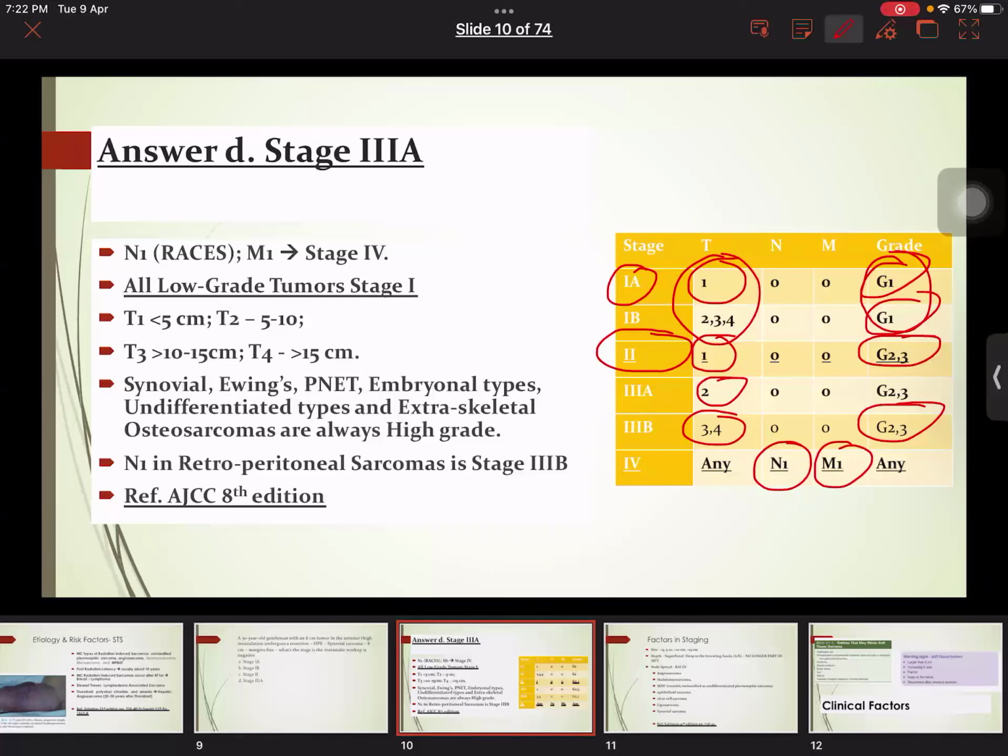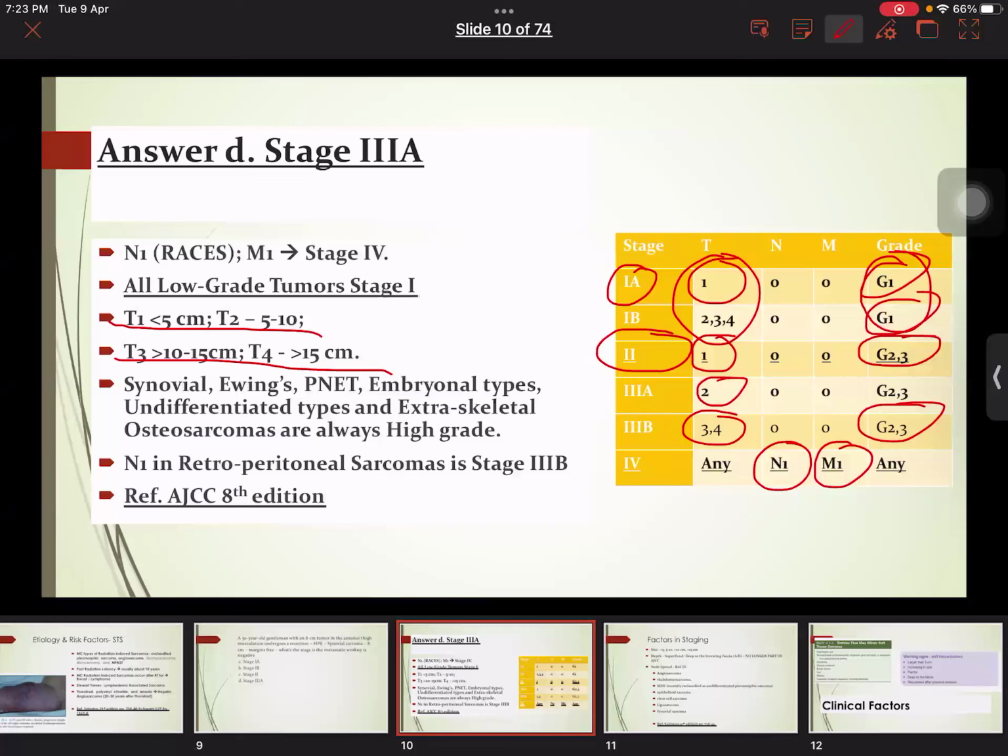So N plus disease in sarcomas comes under stage 4 disease. Now, what is the T staging? T staging is pretty simple. Less than 5, 5 to 10, 10 to 15, and more than 15 centimeters. So the T staging is pretty simple. And N wise, it is N0 and N1, whether the nodes are positive or negative.